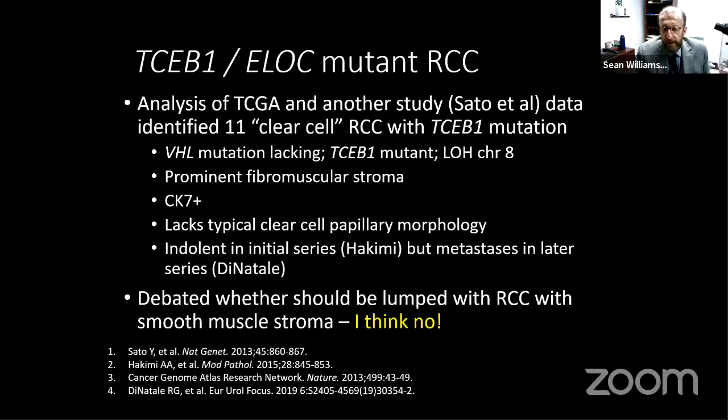This tumor seems to lack the morphology of clear cell papillary renal cell carcinoma. In my experience, at least, it's less recognizable. The initial series published by Hakimi and colleagues in Modern Pathology suggested that the behavior of these was quite favorable. However, a later series published in European Urology Focus, reference number 4 there at the bottom, found TCEB1 or ELOC gene mutations in renal cell carcinomas with aggressive behavior, suggesting that they are not always indolent, but I think more data are needed on that. So at the bottom here, you can see it's debated whether this should be lumped in with those tumors containing smooth muscle stroma. My interpretation is no, although this is certainly an area that's debated among GU pathologists.